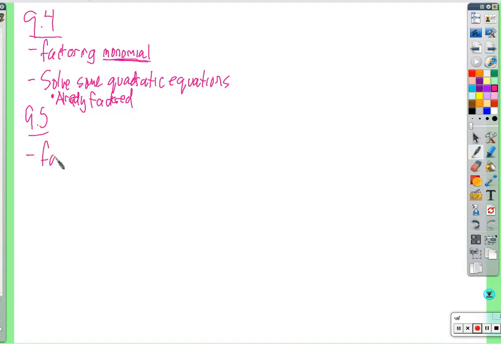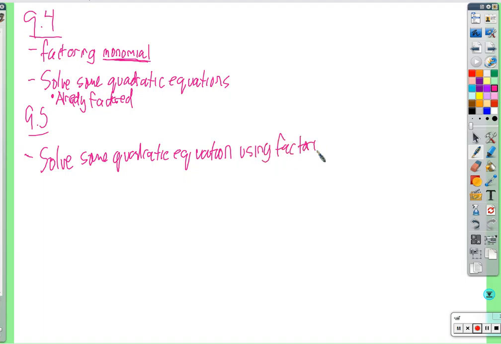And here, basically, we're going to solve some more quadratic equations using factoring, meaning these are not factored yet. So factoring is going to play a big part in helping us solve these quadratic equations. The equations that we have solved so far have been just linear equations, where x is to the first power. Now x is to the second power, or s or f or whatever it is to the second power. How do we solve those equations? Well, with factoring. So let's take the first kind of factoring that I'm talking about up there, factoring monomials, and move from there.